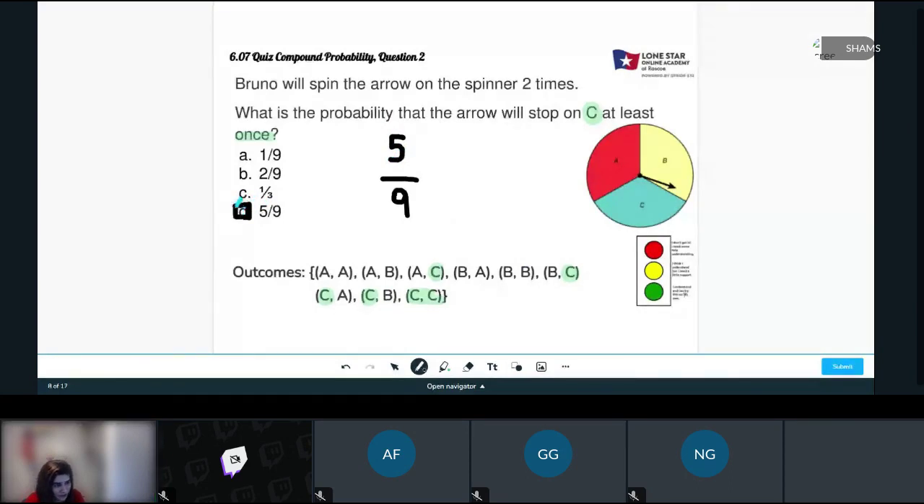Do you guys all agree? Marcus, welcome. 5 9ths. Nina also got 5 9ths. Jocelyn did 5 9ths. Marcus got 5 9ths. Let's move on to question 3.